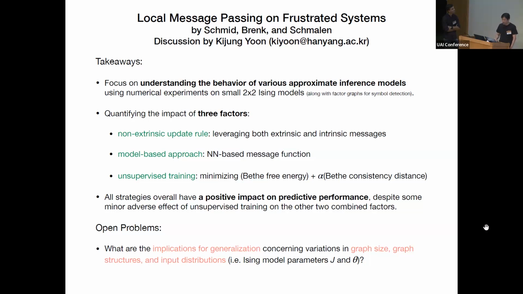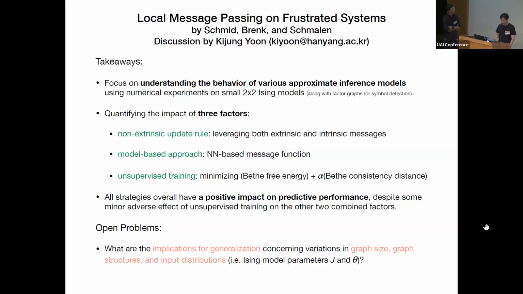Second, model-based approach. So they tried using a neural network-based message function as opposed to the conventional way of algorithmic inference. However, I would like to emphasize that this approach has already gained a lot of interest, and there are many previous works on developing neural inference models. So third, unsupervised training.